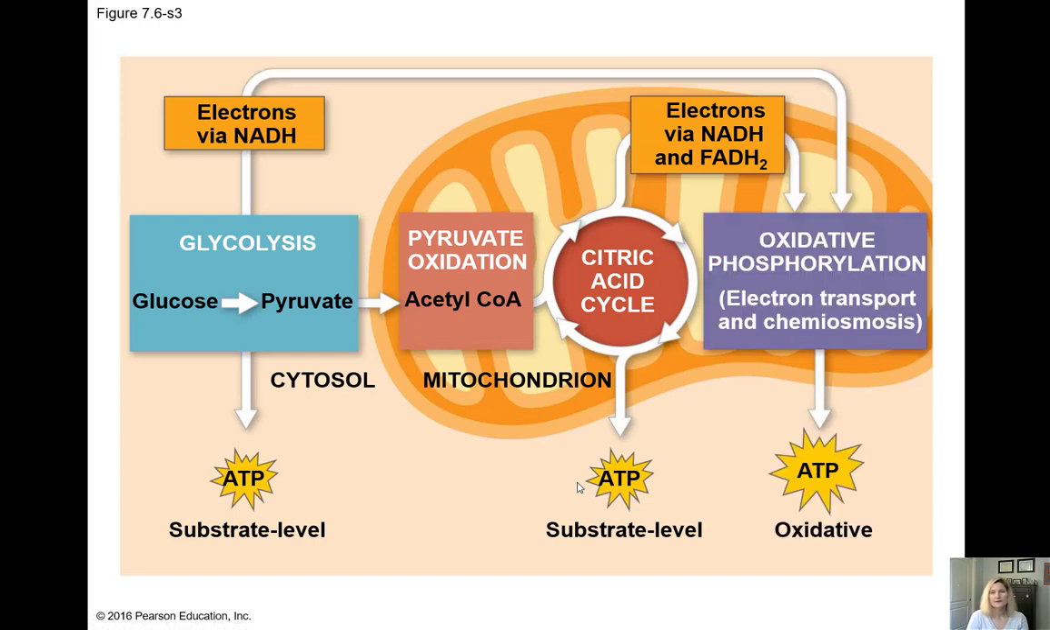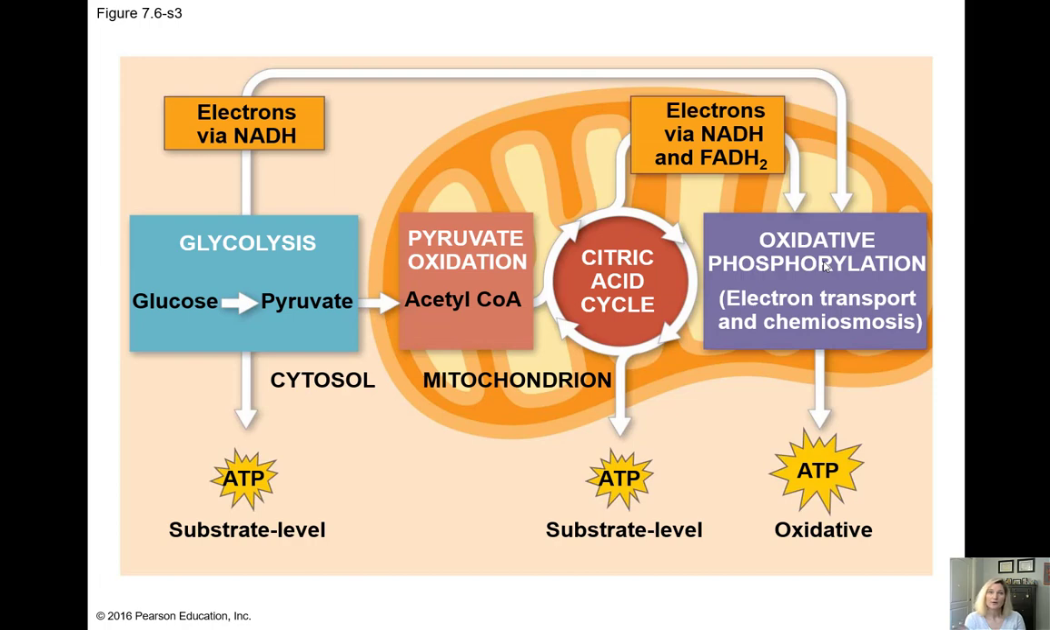And then finally, the bulk of the ATP synthesis will occur in this last stage of cellular respiration. All of those electron carriers that we have gained from glycolysis and the citric acid cycle will then be carrying their electrons to the electron transport chain. That electron transport chain allows the electrons to transfer throughout the proteins in the inner membrane of the mitochondrion.